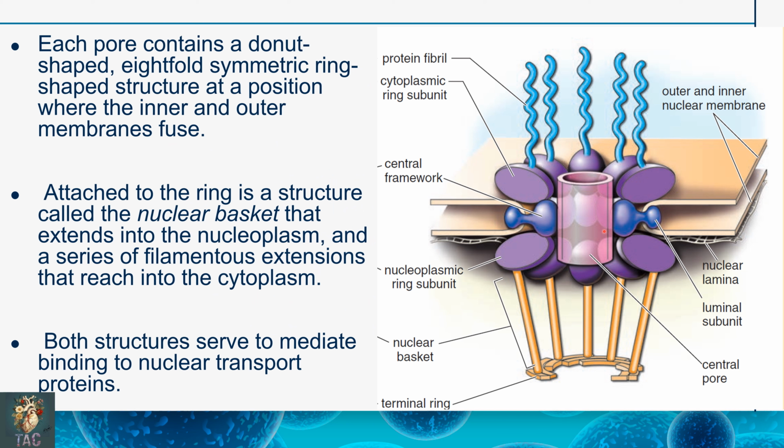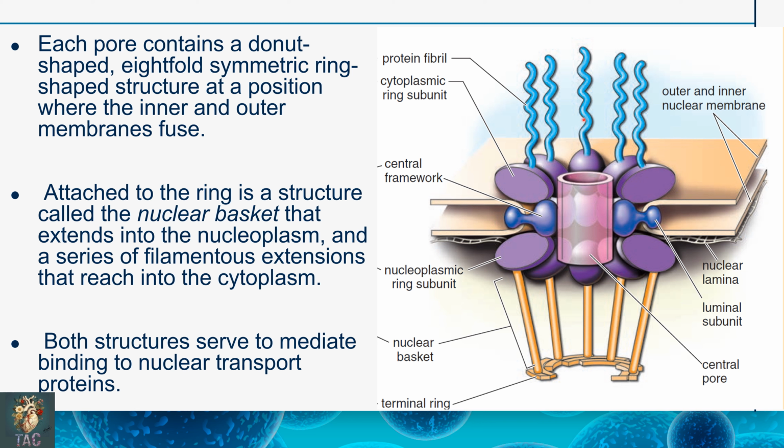So this diagram shows you the structure of the nuclear pore, and this structure is formed by donut shaped, 8-fold symmetric ring shaped structures which are present at the junction where the outer and the inner leaflets meet with each other. So this part of the structure is formed by the nucleoplasmic ring subunits, and these are the cytoplasmic ring subunits. In the center you can see the central framework, and this is the luminal unit which is present in between the lumen of the nuclear envelope.